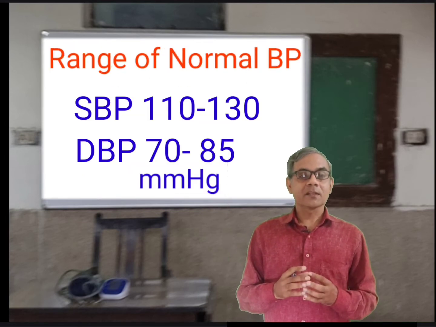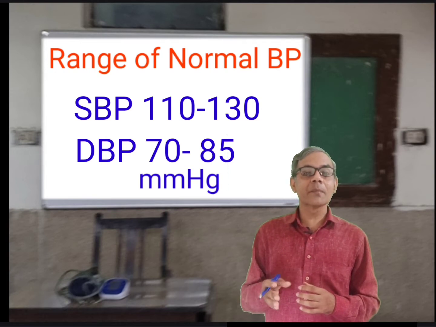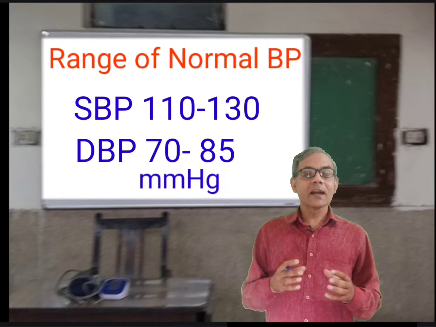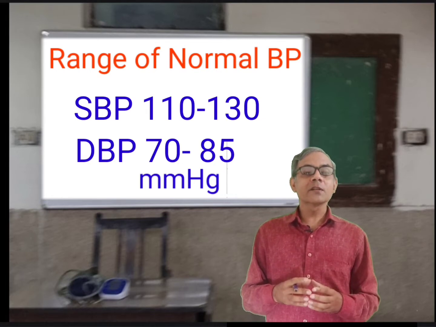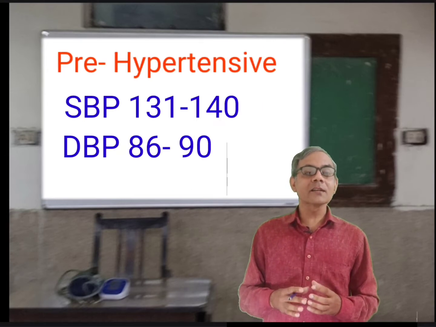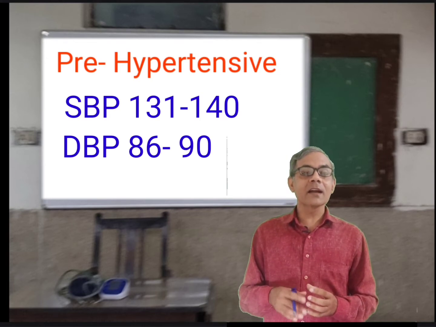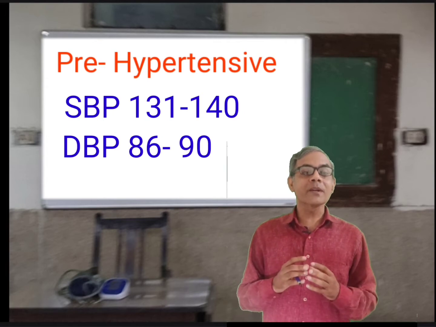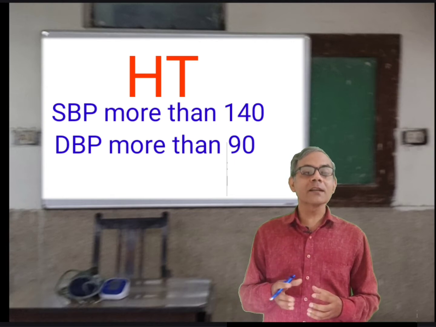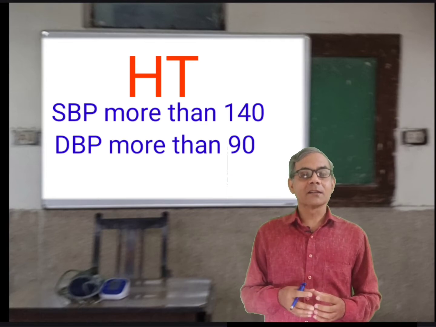Now, range of normal blood pressure. Normal range of systolic blood pressure is 110 to 130 mmHg, millimeter of mercury. It is the unit of blood pressure. And the range of diastolic blood pressure is 70 to 85 mmHg. Systolic blood pressure more than 130 and less than 140, and diastolic blood pressure less than 90 and more than 85, is called pre-hypertensive state. Systolic blood pressure more than 140 and diastolic blood pressure more than 90 mmHg is called hypertension.